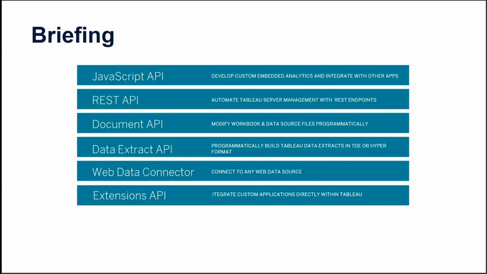Okay, so let's go through a little briefing before we jump into the Extensions API. There's a bunch of APIs which we already have at Tableau. We've got the JavaScript API for embedding content in web portals. We have the REST API and the Document API for automating server tasks and manipulating Tableau files. Then we have the two data APIs, the Extract API and the Web Data Connector, so you can manage your extracts and manage your connectivity to web services. And finally, the latest addition to the family is the Extensions API.